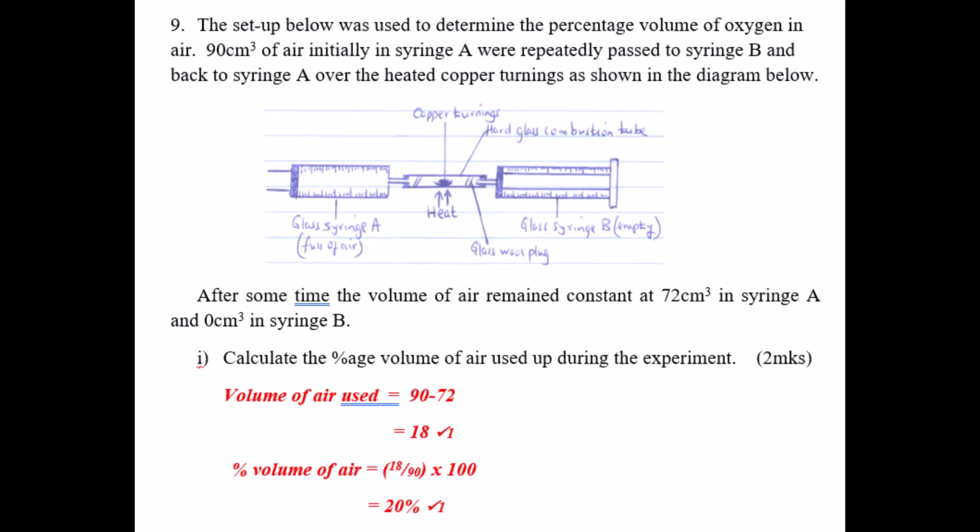Roman 1, you're calculating the percentage by volume of the air used during the experiment. If you consider the syringe A, the initial volume of air was 90. At the end of the experiment, the volume reduced to 72. So the volume of air that was used up was 18. So to calculate the percentage, it will be 18 divided by the initial volume, that is 90, then multiply by 100, and you get 20%. The question will always be, why not 20.9, the theoretical value? Obviously, there are some experimental errors that you need to know.